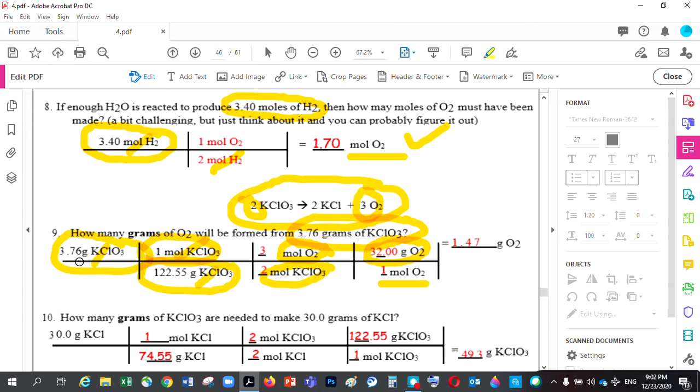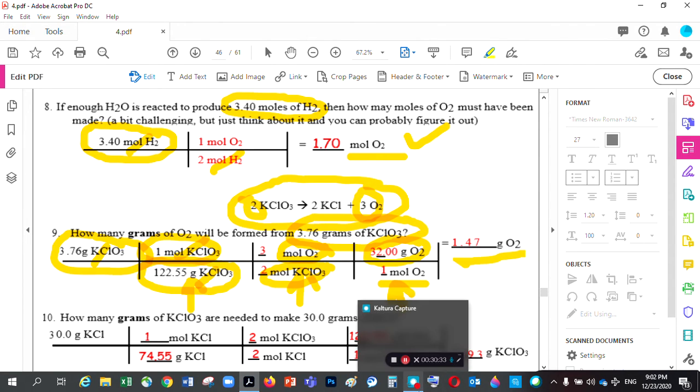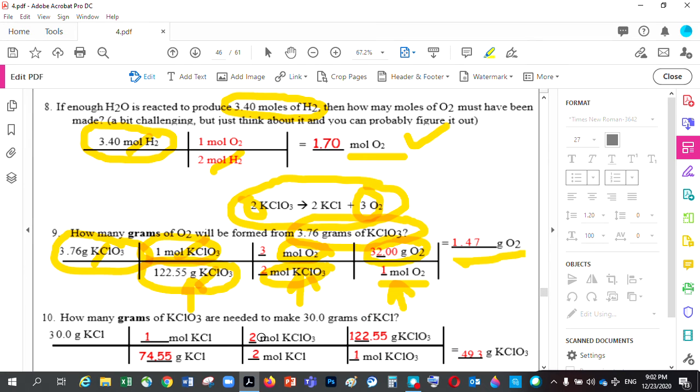First, whatever is given to you in grams of the reactant, divide by the molar mass of the reactant, then use the mole ratio from the balanced chemical equation, and then multiply it by the molar mass of the product to get the correct answer. Now, how many grams of potassium chlorate are needed to make 30 grams of potassium chloride? Here the product is given to you.